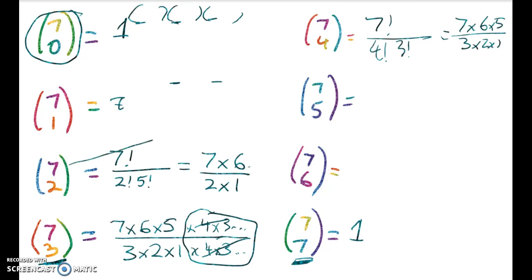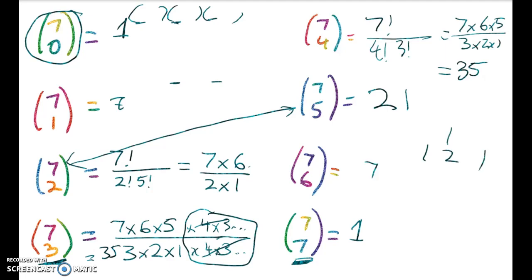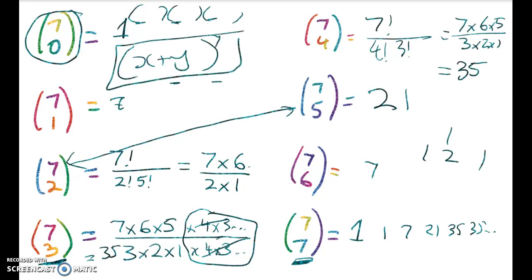And 7 choose 2 and 7 choose 5 are the same, so they're both going to equal 21. I should have simplified this down to show you that this will give you 35. This one will also equal 35. This one will be 7 and this will be 1. And if you're doing this with Pascal's triangle, you'll know that those numbers match up exactly. Okay, so we get 1, 7, 21, 35, 35, and so on. Okay, so then you can go on and you can do your expansion, but I'm running out of time, so I'm not going to do that.